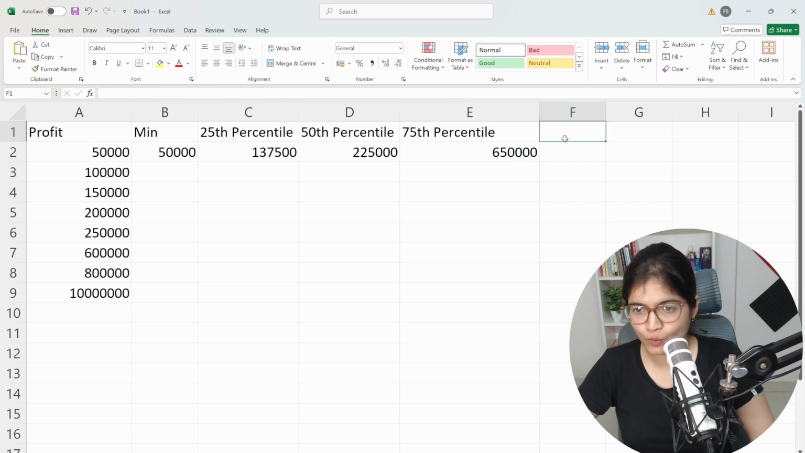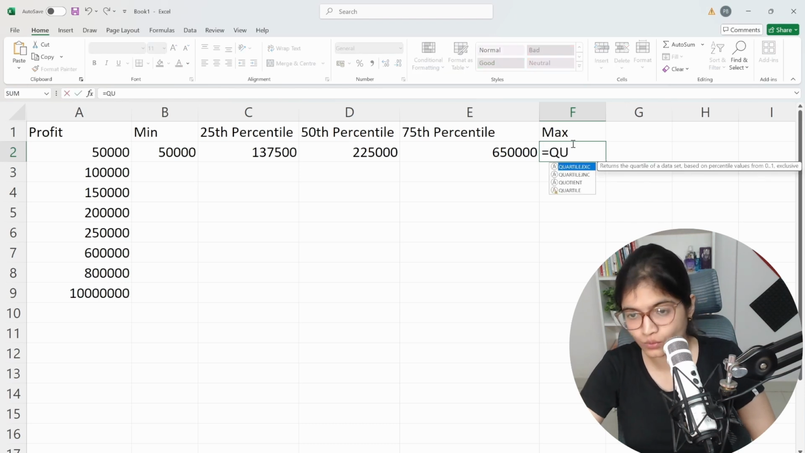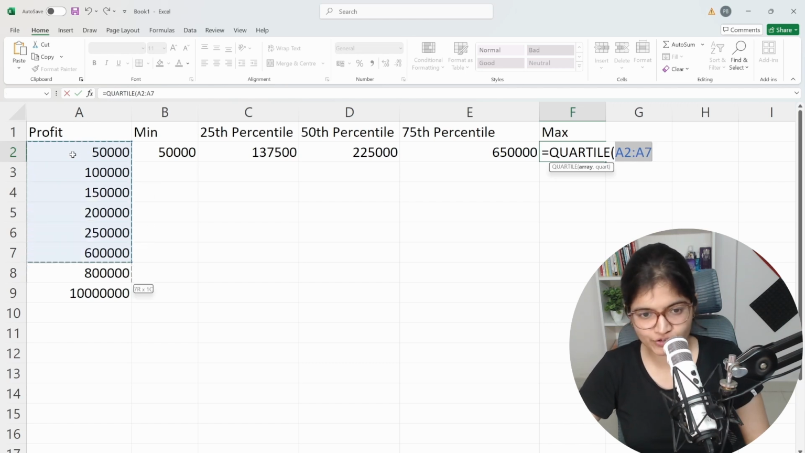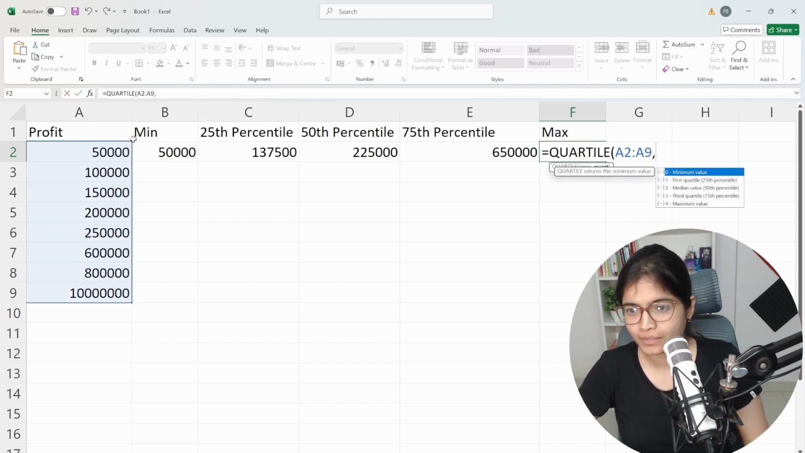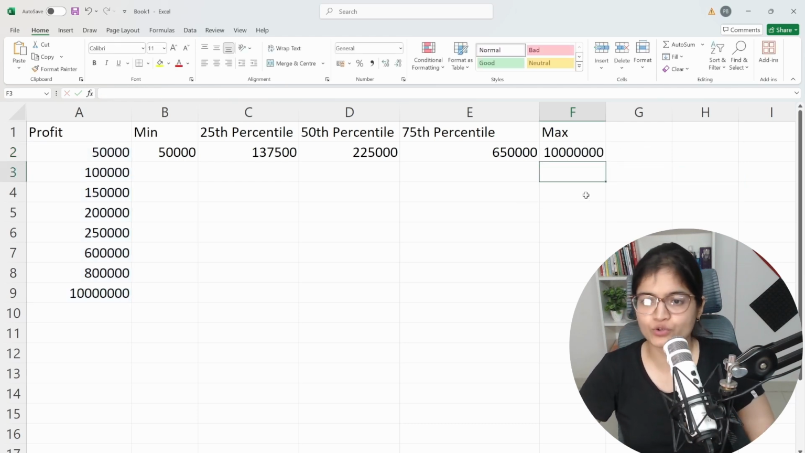And similarly, if you want the maximum value, right? If you want the maximum value, in this case, what you can do is just mention equal to quartile function, again refer to the array specific range, comma, and the number which you are looking for is 4, just close this.